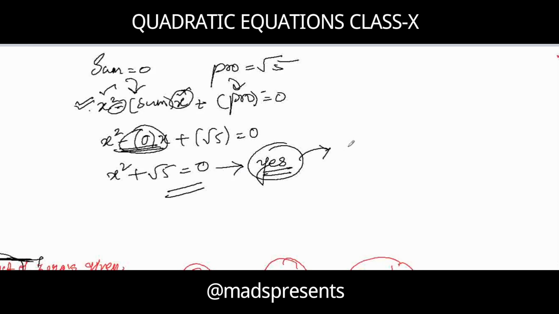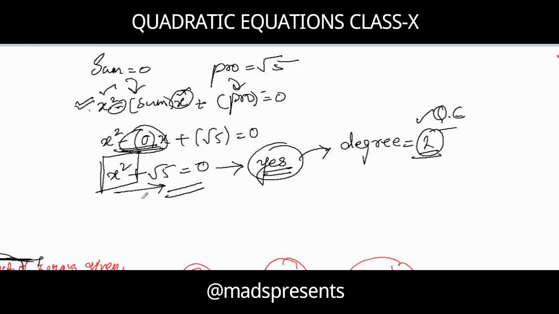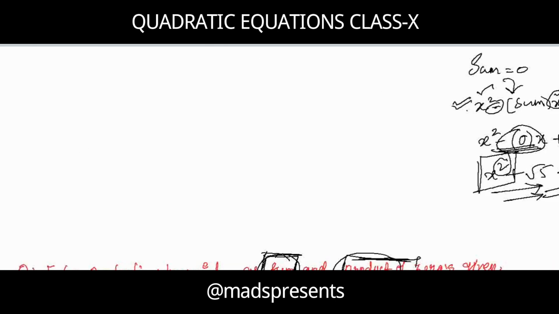What is the criteria? Degree is the criteria. Degree is equal to 2. If degree is equal to 2, then that is called a quadratic equation. Yes, degree is equal to 2. Whether other terms exist or not, I don't care. I'll care only about the terms which exist. Quadratic means degree 2. If you take another example of such kind of problems.